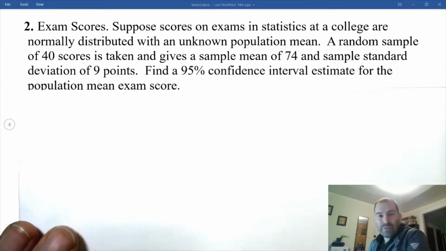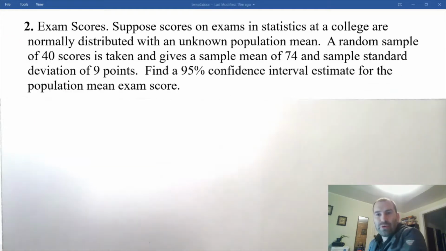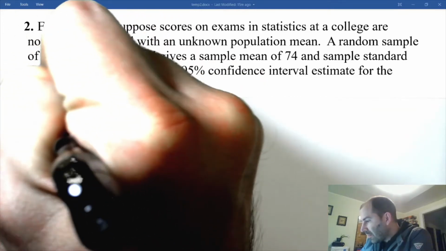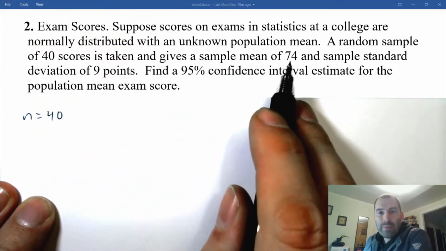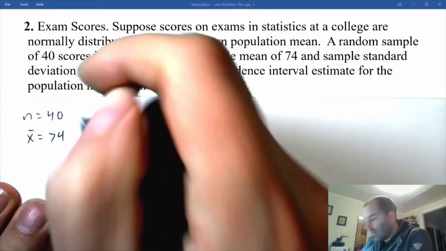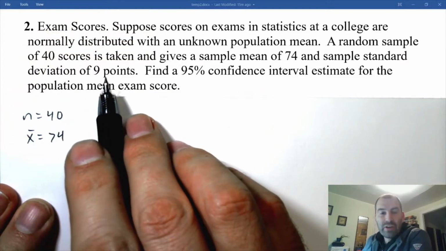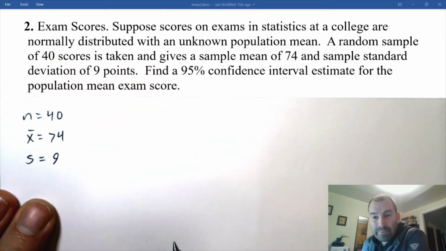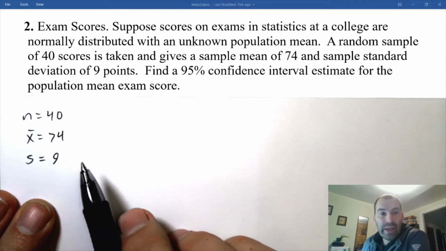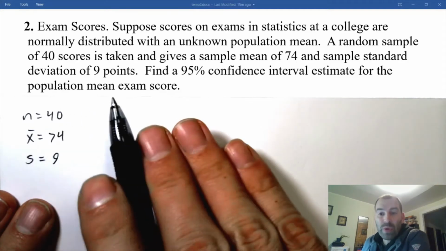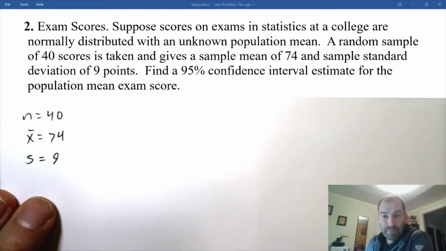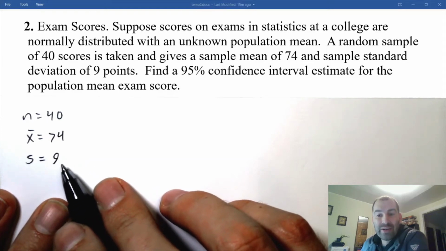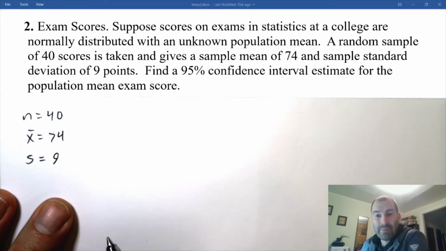Well, let's write down the parameters we have and take a look. Let's go through these one by one. A random sample of 40 scores, so we have n equals 40. Sample mean of 74. Sample standard deviation of 9. That's the sample standard deviation, and that's the difference right there. Last time we had the population standard deviation. This time we don't have that. But since we took a sample, we can compute the sample standard deviation. So now the s represents the standard deviation from our sample.